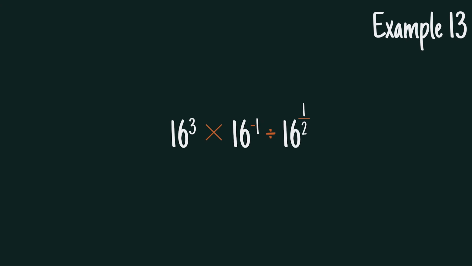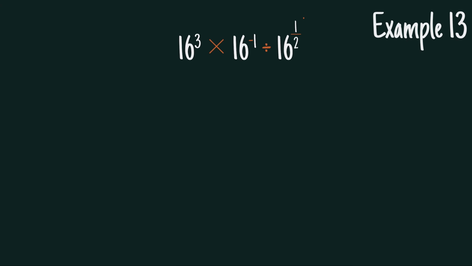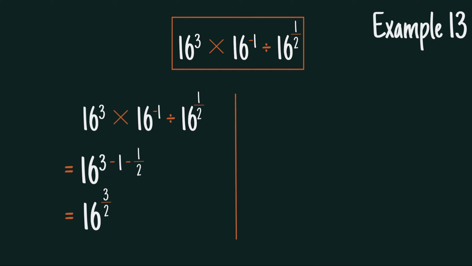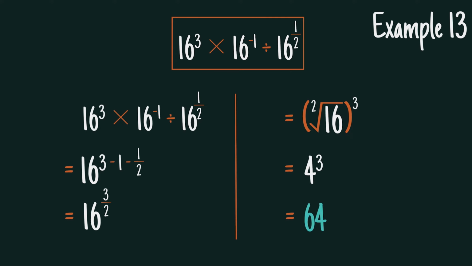In example 13, using the first law and the second law, we can simply just combine all the indices together. Using the fractional index property, we can easily evaluate the value to be 4 to the power of 3, which is equal to 64.